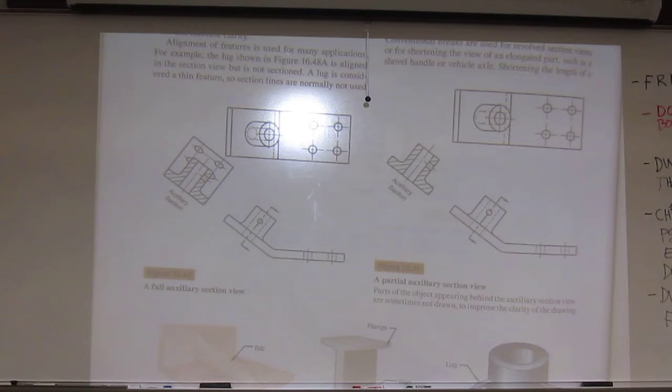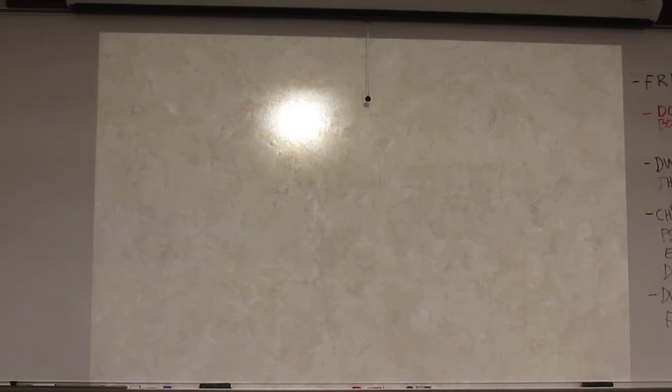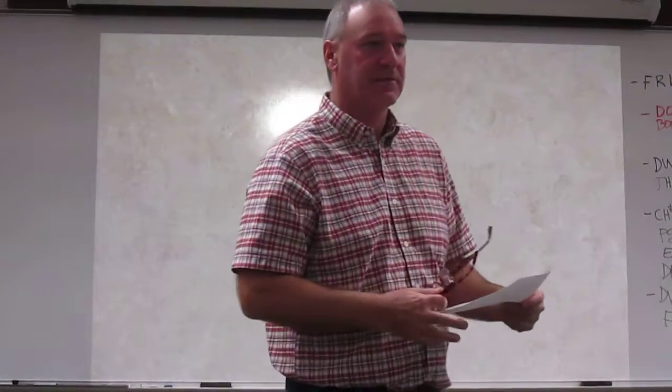So when you read that in the text and they're talking about auxiliary views, you have your full complement of the 7 sections we previously talked about. So let's just review real quick. We have the full section. Cuts completely through the objects, the cutting plane line has 2 arrows, used primarily on linear parts.